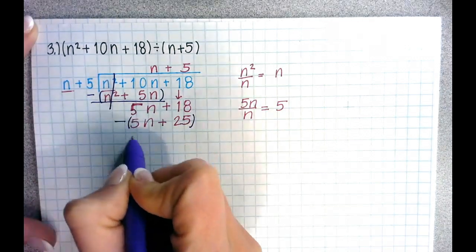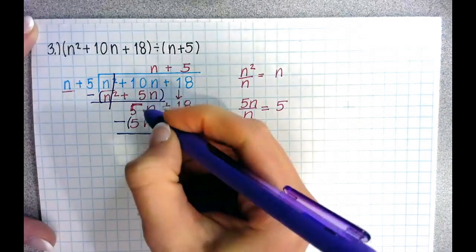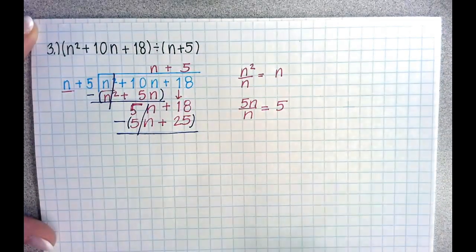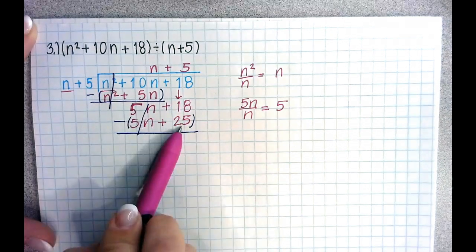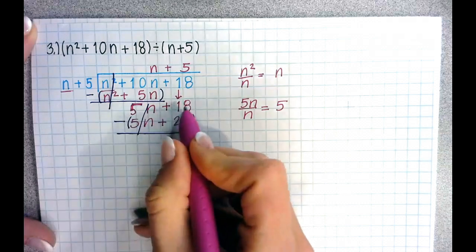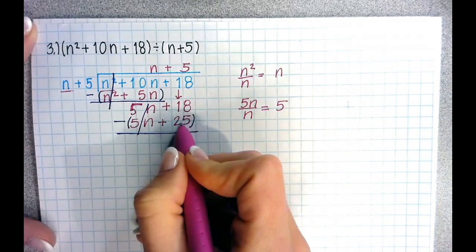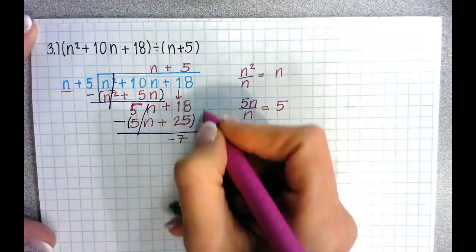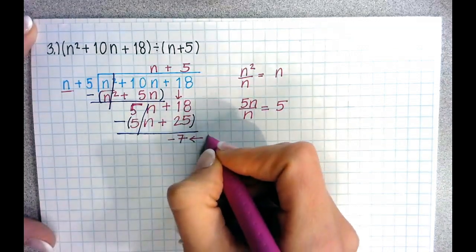Again, parentheses, minus sign, underline, cancel. I'm going to look for that in your work, so make sure you have that. 18 minus 25. Well, 18 minus 18 is 0. So then I need 7 more, so I'm at negative 7. We're at the end of the line, so there's my remainder.